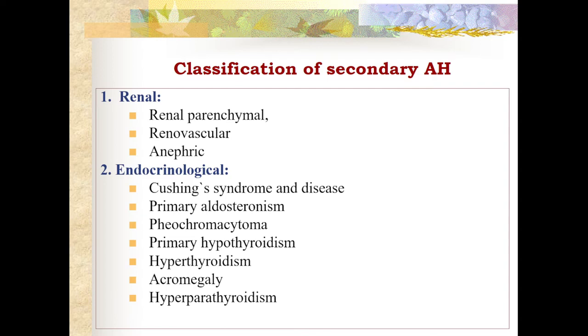Primary hypertension is arterial hypertension of unknown etiology, and secondary hypertension is associated with an underlying primary disease. The classification of secondary arterial hypertension consists of some parts. In first place, renal arterial hypertension: renal parenchymal, renovascular, or anephric.